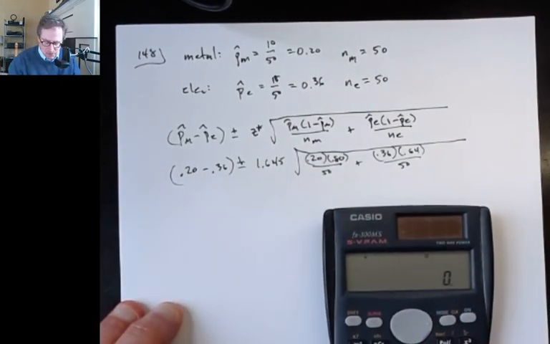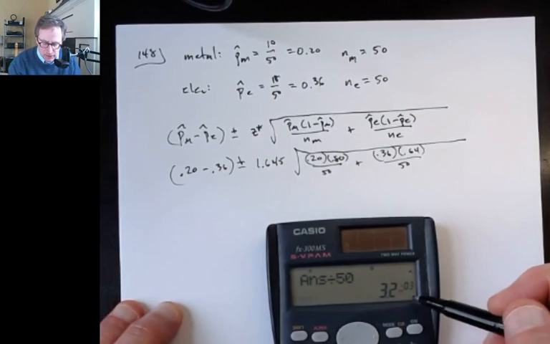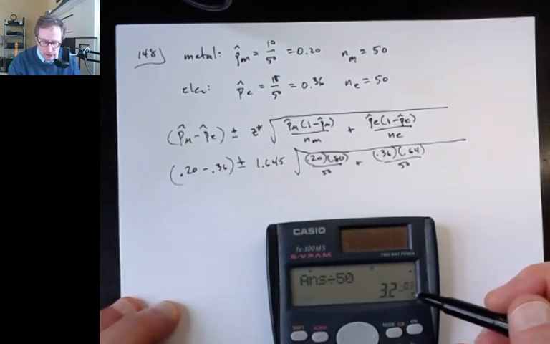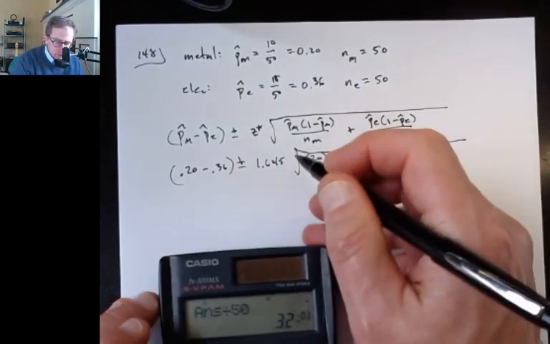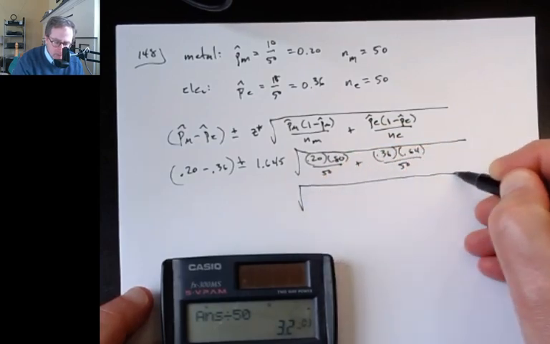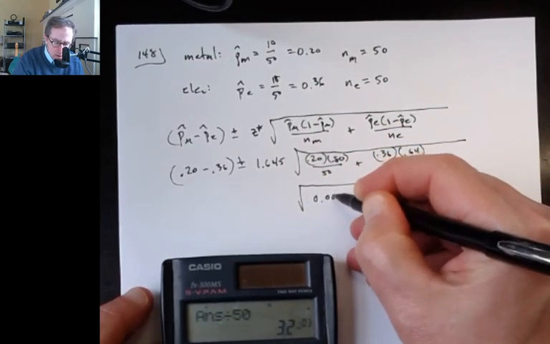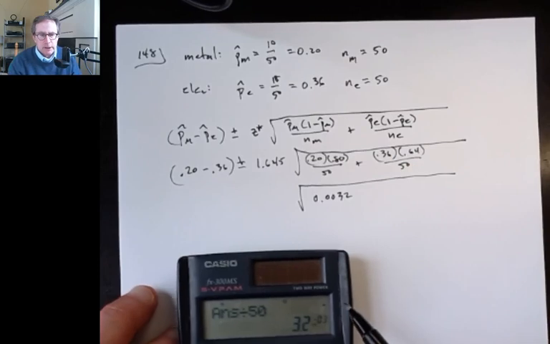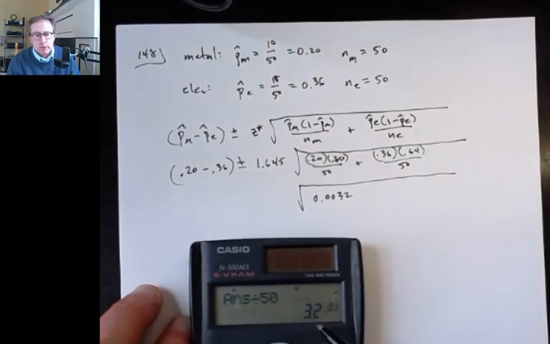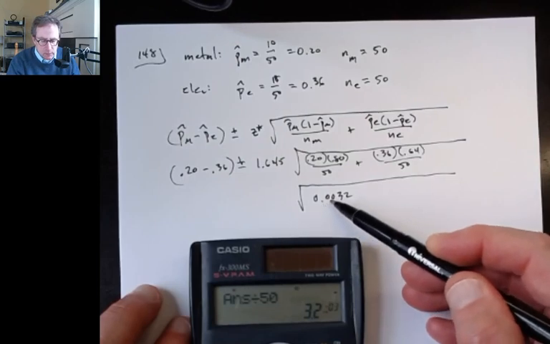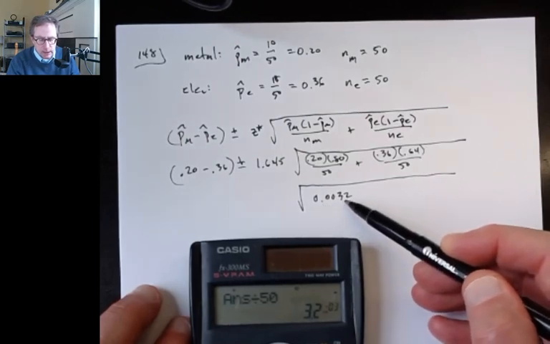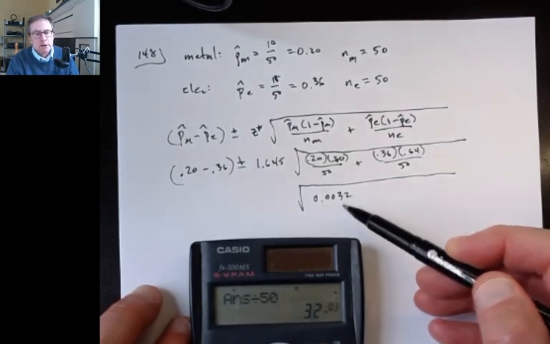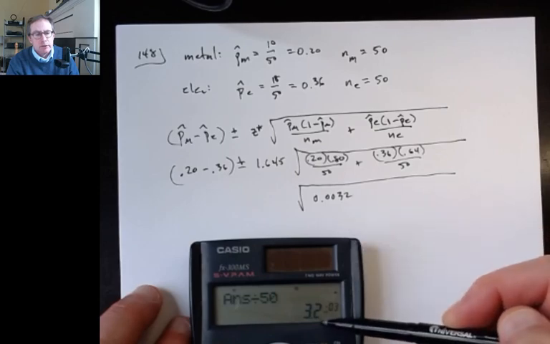So 0.2 times 0.8 divided by 50 equals, and you've got to deal with this scientific notation. So that's 2 zeros and a 3. So 0.0032. Remember how scientific notation works? It says 3.2 times 10 to the minus 3. So I've got to move the decimal 1, move the decimal 2, move the decimal 3. That puts it right there next to the 3, which is what it says on the calculator.